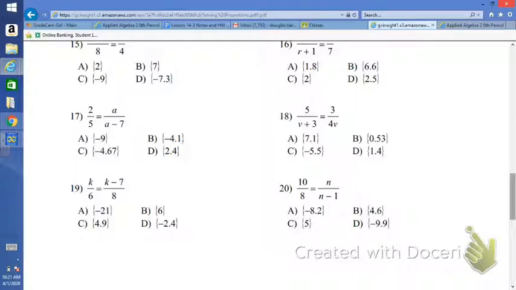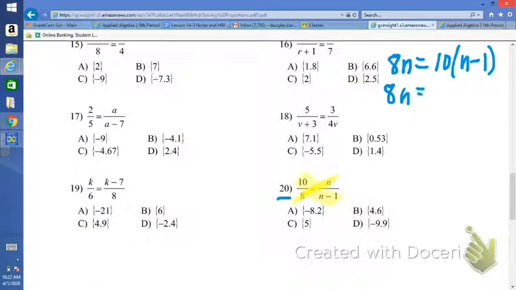Okay, the last one that we're going to do is number 20. So you have 10 over 8 equals n over n minus 1. So cross multiply. So you have 8 times n is 8n. 10 times n minus 1. So we put the n minus 1 in parentheses. Distribute. So 10 times n is 10n. 10 times negative 1 is negative 10.